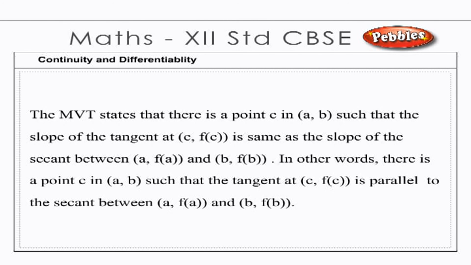The mean value theorem states that there is a point c in (a, b) such that the slope of the tangent at (c, f(c)) is the same as the slope of the secant between (a, f(a)) and (b, f(b)). In other words, there is a point c in (a, b) such that the tangent at (c, f(c)) is parallel to the secant between (a, f(a)) and (b, f(b)).